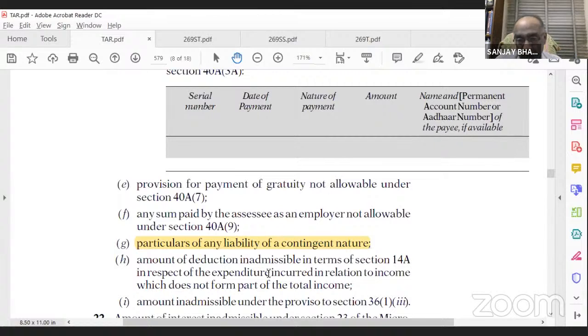Very unfortunately, in our ICAI guidelines, they have advised us that if it is only debited to the profit and loss account, then it should be reported. I am not agreeing with that because here they have not asked us. So what should be my advice? My advice is this: if there is a contingent liability reported in the notes of account, give it there. And when you are giving the details, we should write "not debited to the profit and loss account." This is number one.